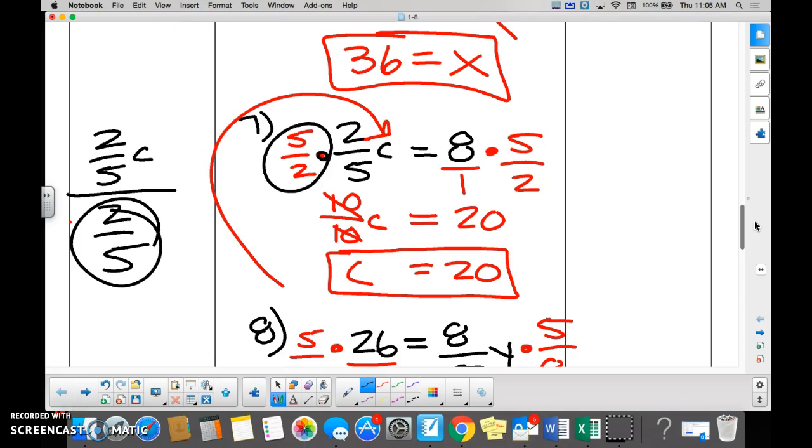And we multiplied by this side. And now we're just simply multiplying fractions, right? 5 times 2 is 10. 2 times 5 is 10. Keep your c. 8 times 5 is 40. 1 times 2 is 2. What's 40 over 2? 20. That's where our 20 came from. The 10s cancel each other out, and we're left with c equals 20.